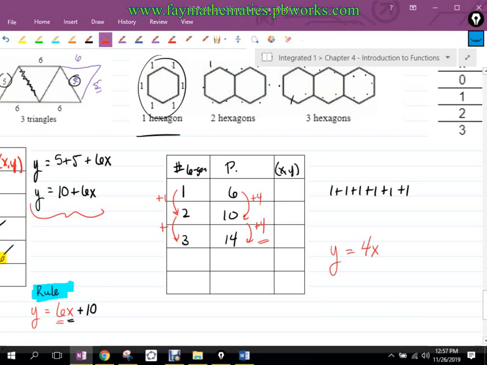But remember, that rule should take this 1 and change it into what number? 6. When I plug 1 in right here, does it change that into 6? What do I get when I plug 1 in there? 4. But I want it to be 6, so what do I do to that 4 to make it 6? Add 2 to it. Okay?